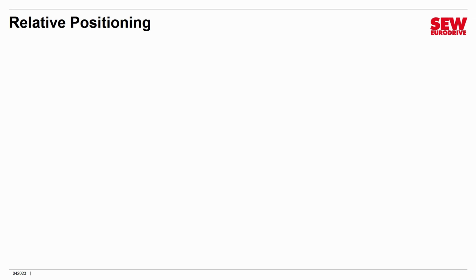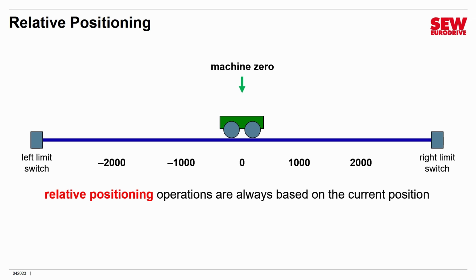The second positioning mode is relative positioning, and this is a second mode in the MOVIKit. How does it work? Relative positioning operations are always based on wherever you currently are. They really don't care about the machine zero. They are simply offsets from your current location. For example, if I said go to 1000 and I'm starting at 0, it would go to 1000. Now this looks just like absolute positioning up to this point, but actually it isn't, because if I say go to 1000 again, something different happens. It goes to 2000. It takes my current position, adds a positive 1000 to it, and moves that distance.